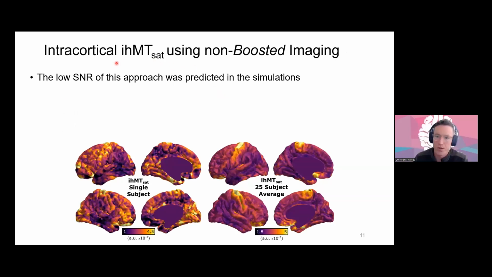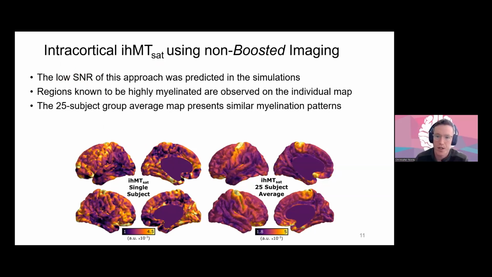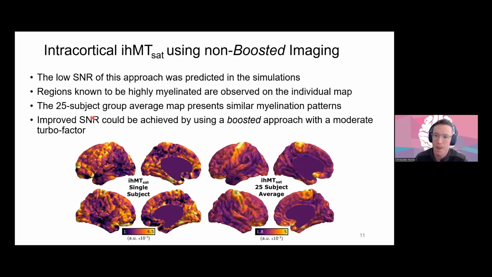Looking at this on the cortical surface, we used a non-boosted imaging approach just to see what it would look like. It is a lower SNR approach as predicted by the simulations, but we still see some of the highly myelinated regions of the brain popping out, such as the motor and somatosensory regions at the individual subject level. At the 25 subject group average, I think it looks pretty good. It resembles closely a quantitative R1 map or a T1 divided by T2 map, some of the other maps that are out there that suggest correlation with myelin content. We're also suggesting you could improve the SNR by using a boosted approach for saturation with a moderate turbo factor to maintain some of that resolution.